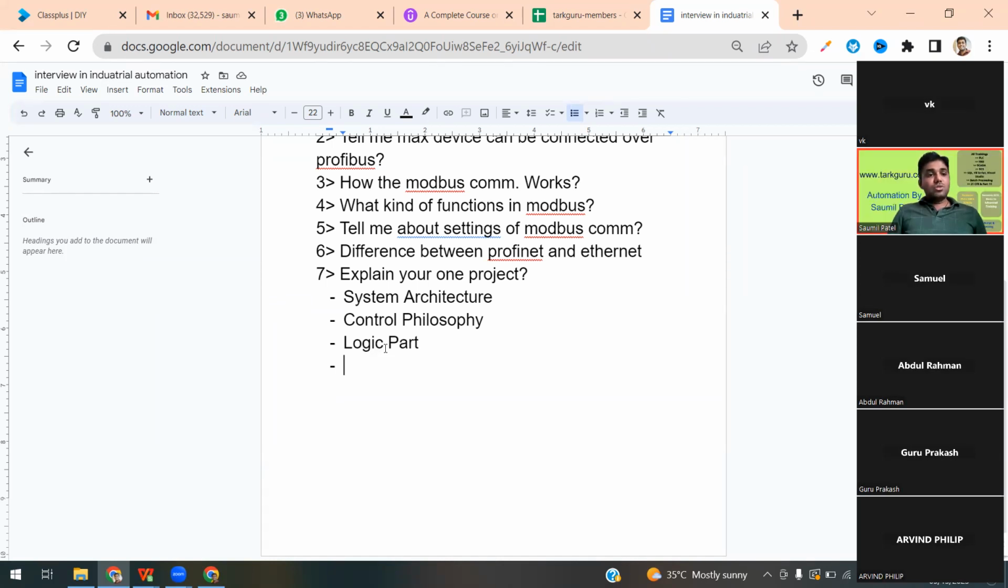Yeah. So Guru Prakash says, can you explain about the control philosophy? See, the control philosophy means the process, right? For example, there is a chocolate making process or a tablet making process, right? So you need to explain it: this is the process. Like the powder is coming, then we need to heat the powder, then the moisture will be removed, right? This kind of process you need to explain in front of the interviewer.